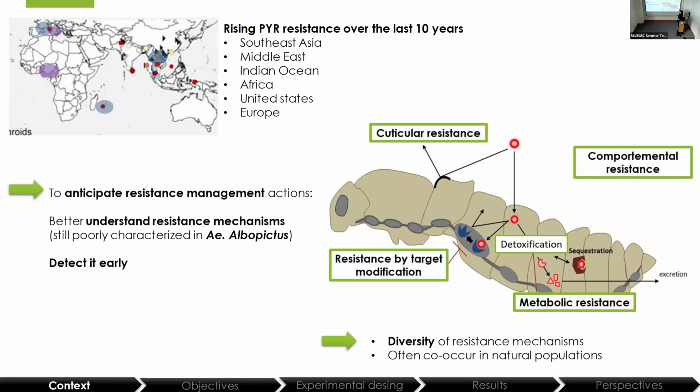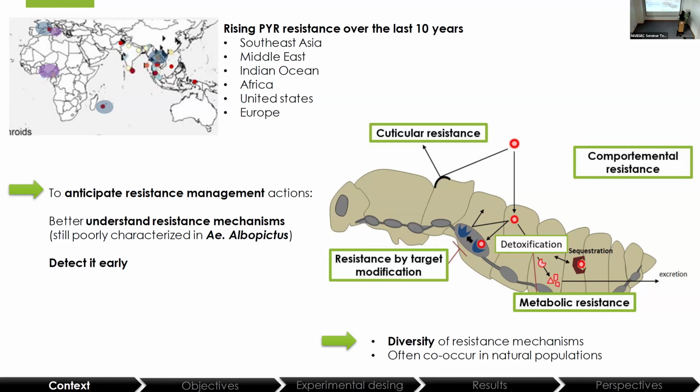better understand resistance mechanisms, which are still poorly understood in Aedes albopictus. And we have to detect this resistance early in the field. So here you have the major means of insecticide resistance.